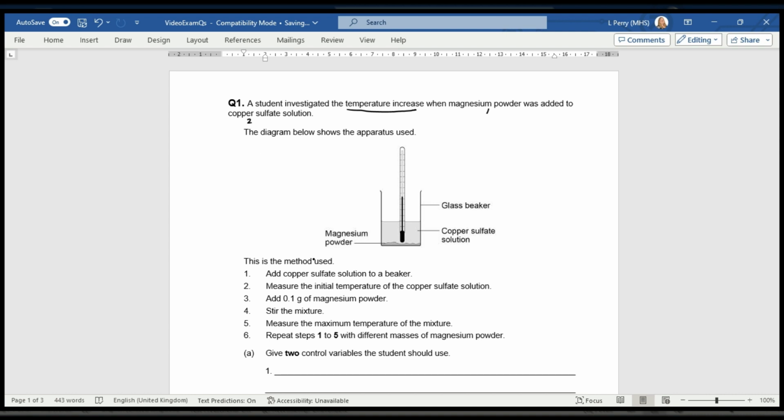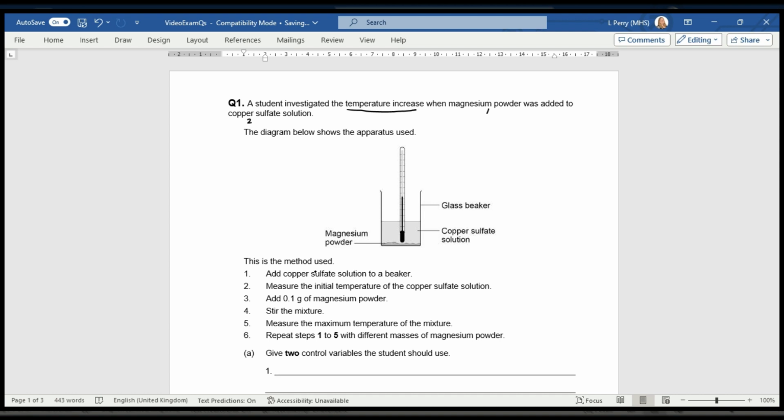We're given a method. Remember, when we're given any information, we've got to read it carefully. It's normally clues and hints towards the answers. So the diagram below shows the apparatus used. We've got magnesium powder in the bottom, copper sulfate solution seems to be the liquid, in a glass beaker, and that must be our thermometer since we're measuring temperature change.